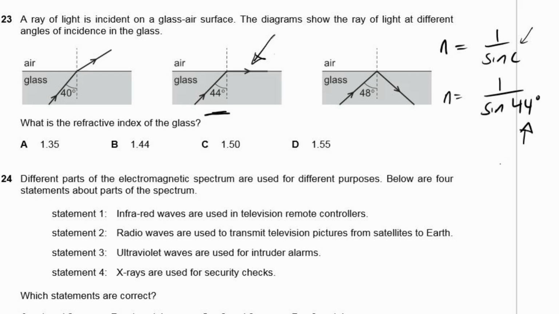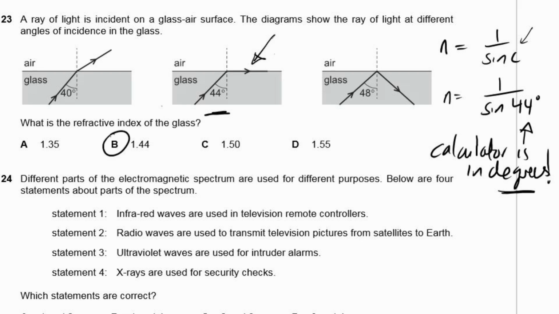When you put this into your calculator, make sure that your calculator is in degrees. Very important, because often if you're doing maths, you'll have to convert it to radians and back again. So make sure your calculator is in degrees when you're doing this. And that should give you a nice value. There we go, of 1.44.